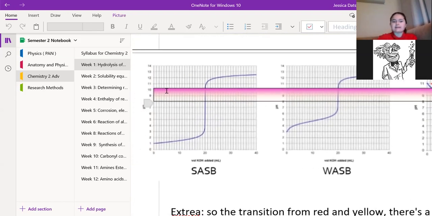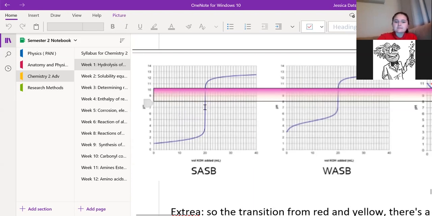Strong acid, strong base. This is the stuff that you need to be looking out for if you ever get a question like this in trials or your HSC exam itself. First thing is, to identify that this is a strong acid, strong base, can you see that it has a very, very long vertical climb? Yep, perfect. So can you see it's quite long?